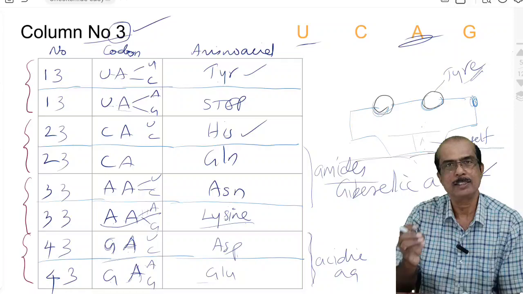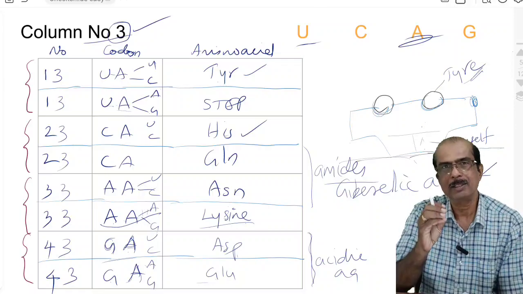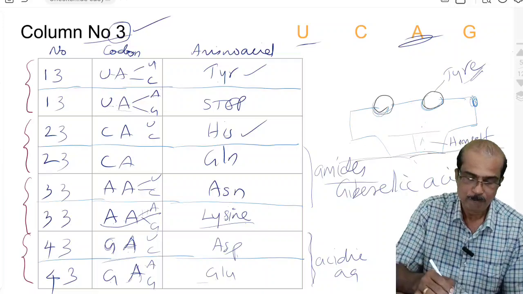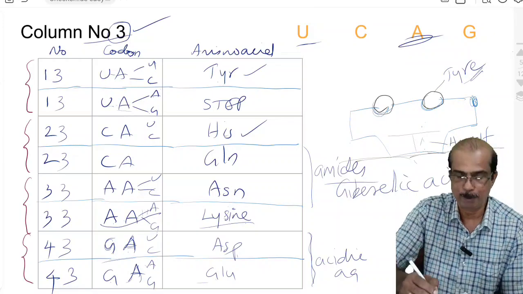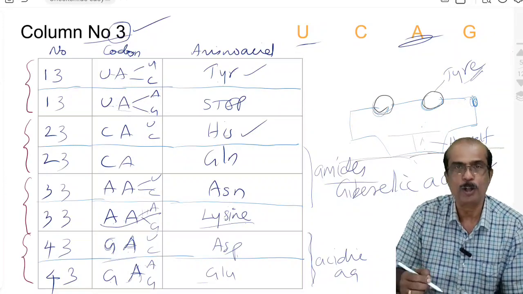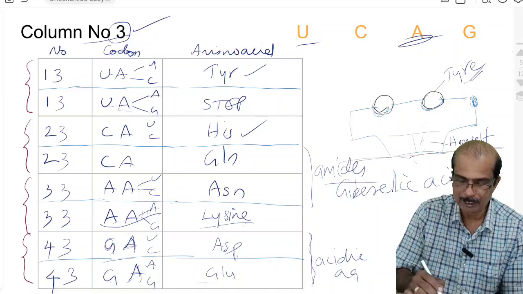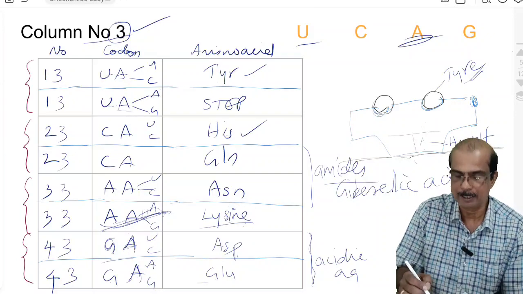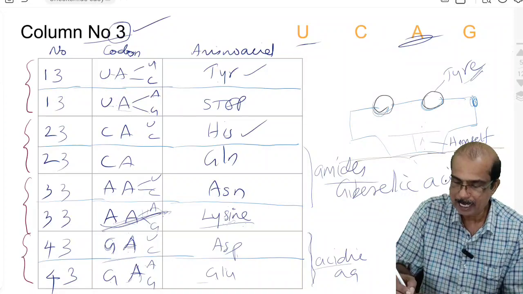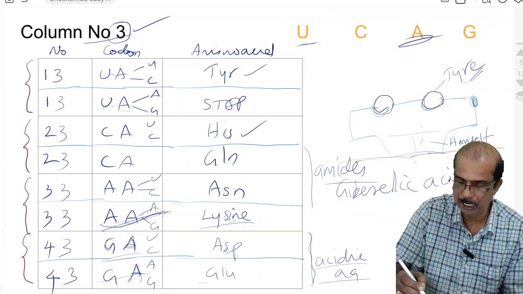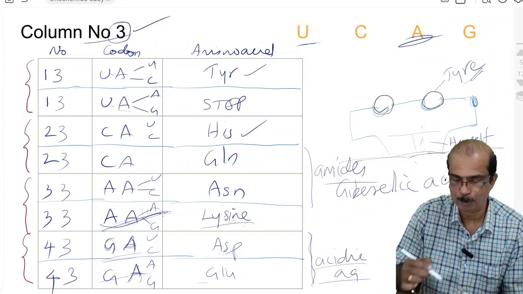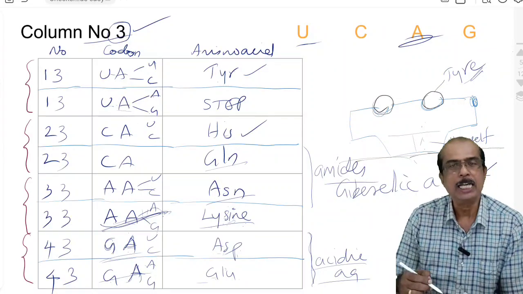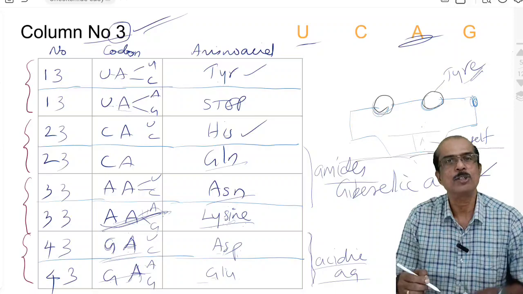Just to visualize, it is slightly tough, but you can easily remember this. First, start from the stop codon. Above the stop codon, tyrosine. Below the stop codon, histidine. Then lysine: remember A for lysine. Put lysine in that column. Just below lysine, the acidic amino acids, GA: aspartic acid and glutamic acid. Above lysine, two amides, glutamine and asparagine. Column number 3 is over.